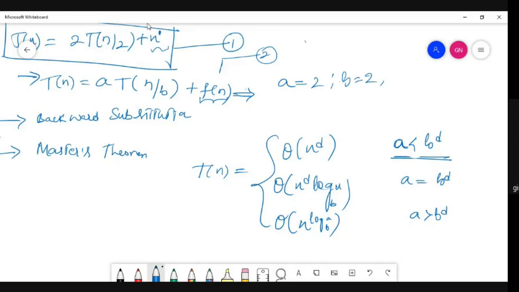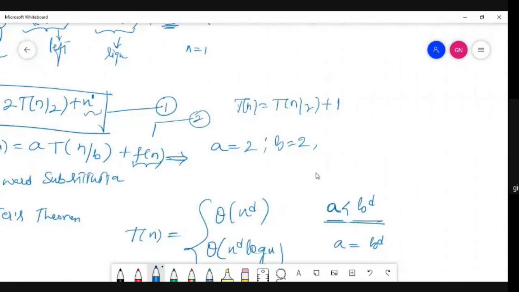Sometimes we have only T of n is equal to T of n by 2 plus 1, not plus n, sorry. Sometimes I have 1 here. How can 1 be written? I can just write 1 as n power 0, right? By this time, d is equal to 0, right?